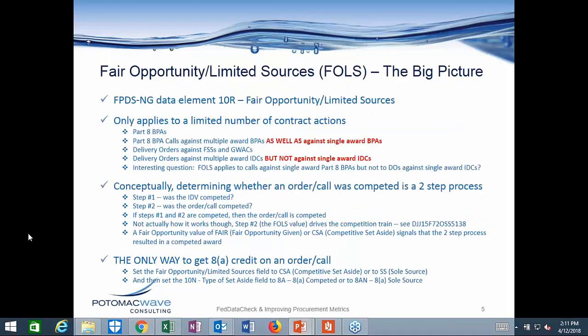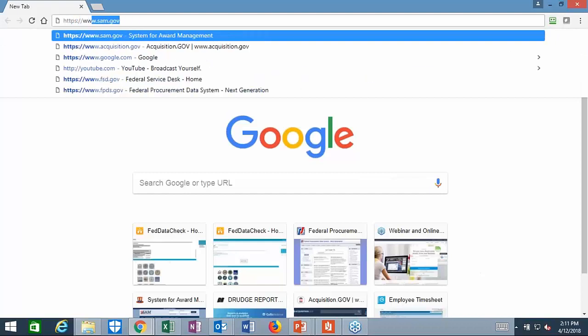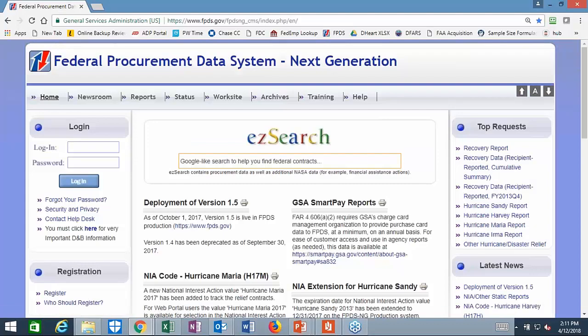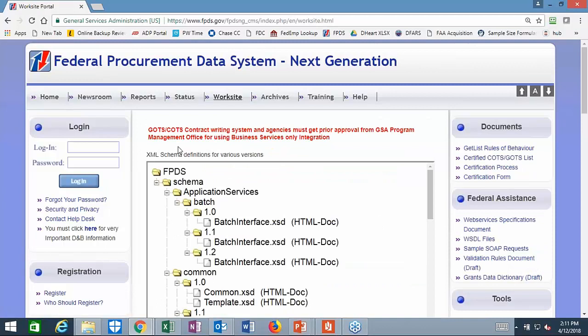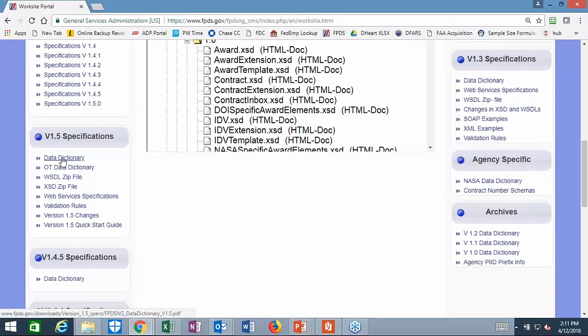All right, the big picture. We're talking about data element 10R, fair opportunity limited sources, and the FPDS&G data dictionary. By the way, how do you get to the data dictionary? You go to https://www.fpds.gov. Don't log in. That's the key. Don't log in. Go to worksite. And then if you scroll down on the left, you'll see the version 1.5 data dictionary. That's the latest one.